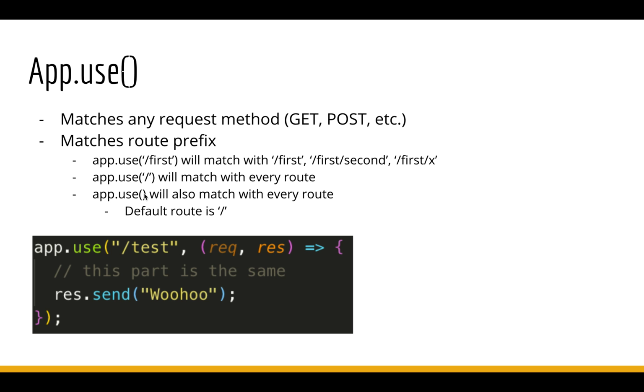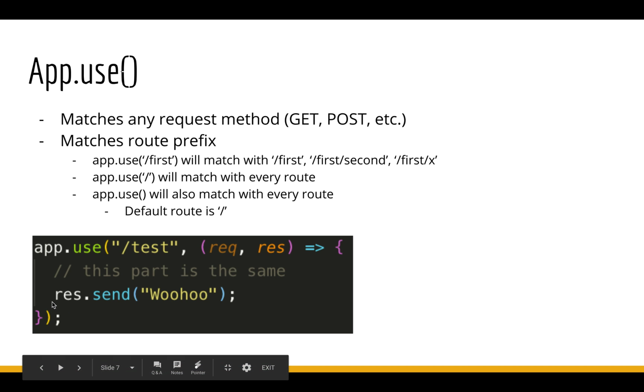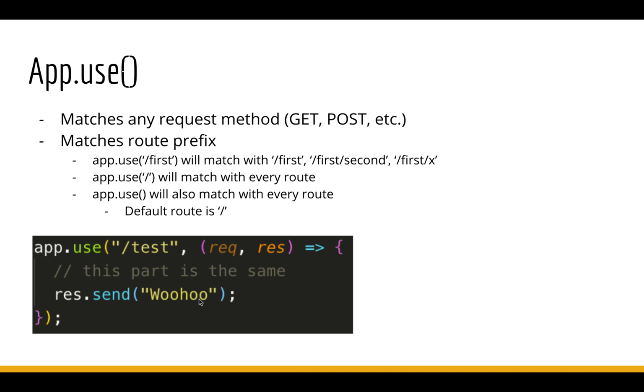You can also choose to not include a route in app.use, in which case it's going to use the default route, which is to match with everything. Here as an example, if I were to use this piece of code, app.use test, every single route that starts with test is going to get the response res.send woohoo, regardless of whether it's a get or a post or a put.